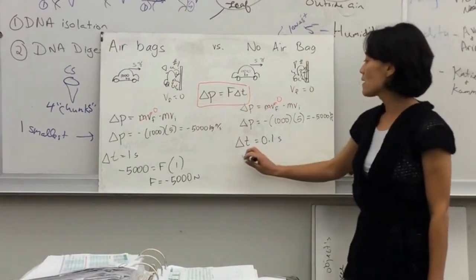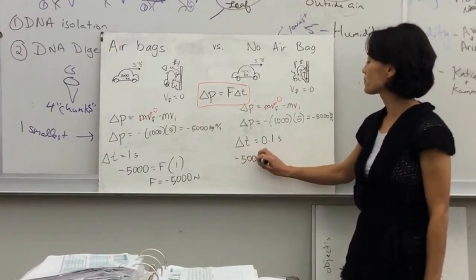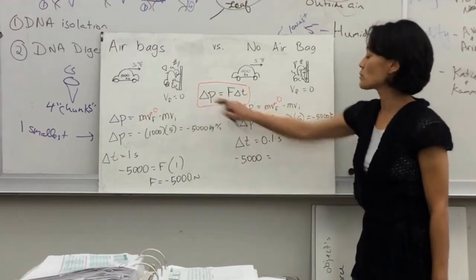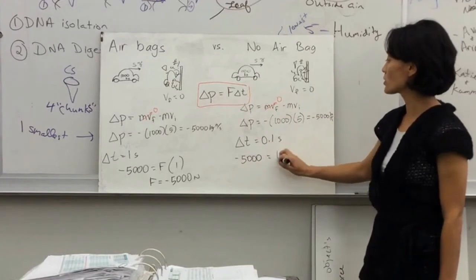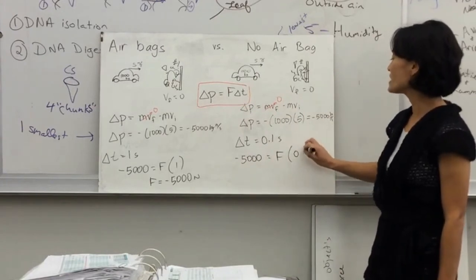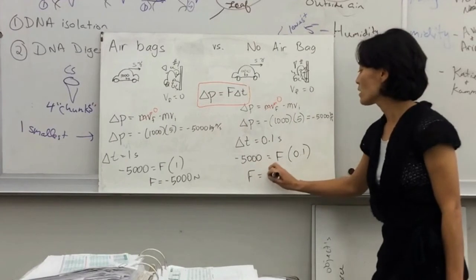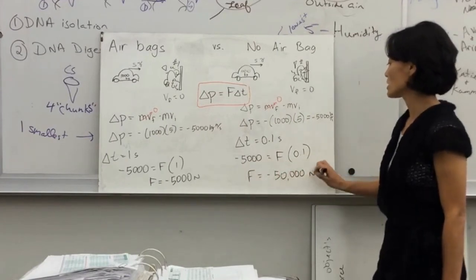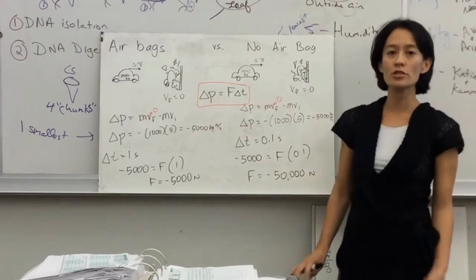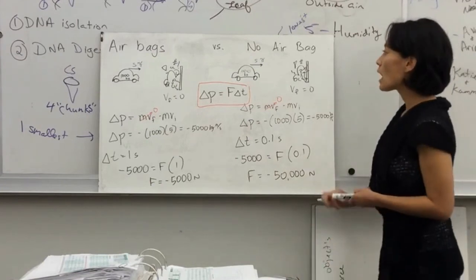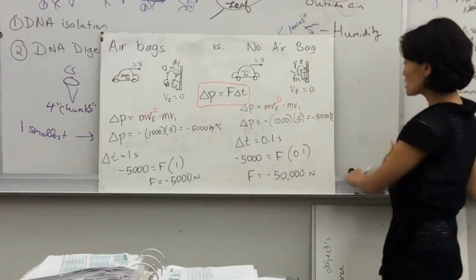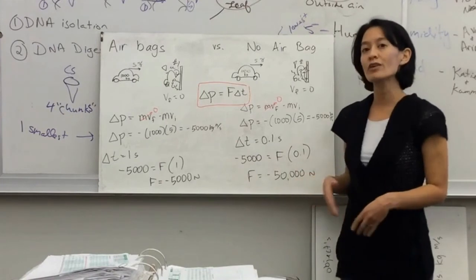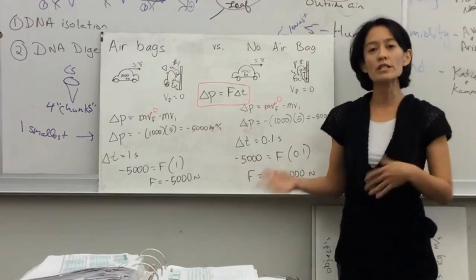In the other case, my change in momentum is negative 5,000, so negative 5,000 is my force times 0.1 second. My force is going to be negative 50,000 newtons. Much bigger force. It's going to cause a lot more damage. And so we see this with airbags, but we also see this with other examples of impulse: if we increase the impact time, then we're going to decrease the force.